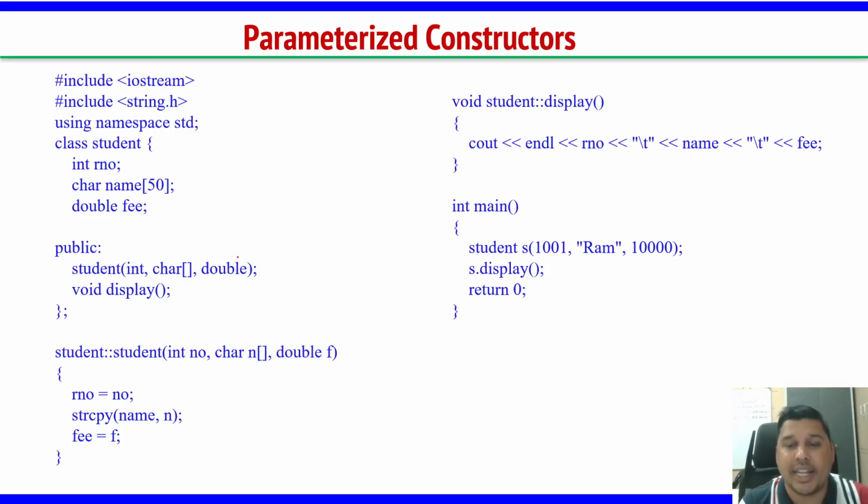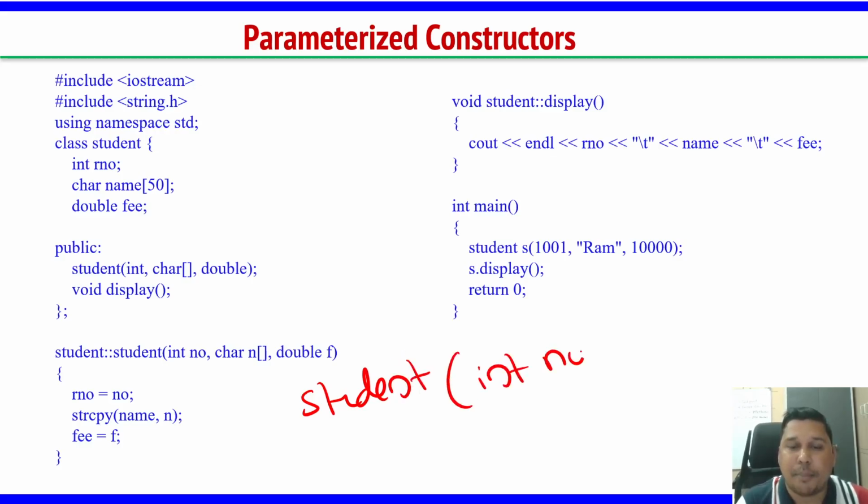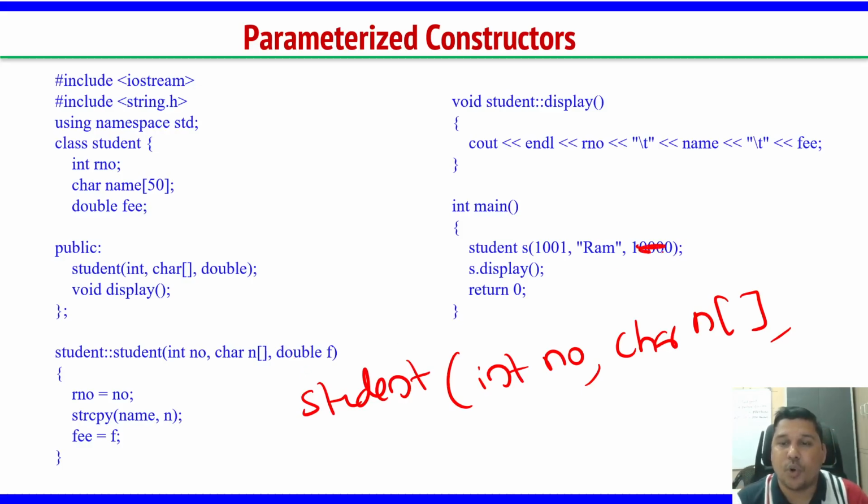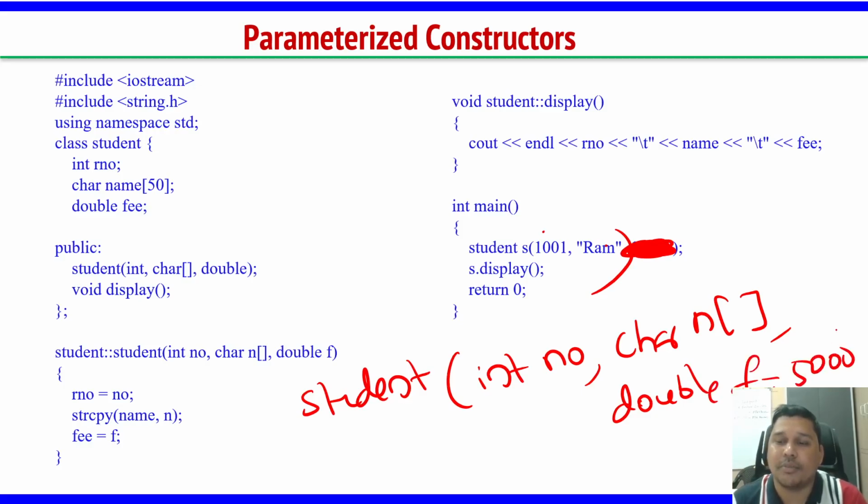Now, one important point here in parameterized constructors is: can I have default arguments here? Can we have default arguments also? Yes, it is possible. In this student constructor with parameters, I wrote int number, and char n for the name. Instead of this, if you pass only roll number and name, you can write here some double f equal to 5000. I think you are aware of this.